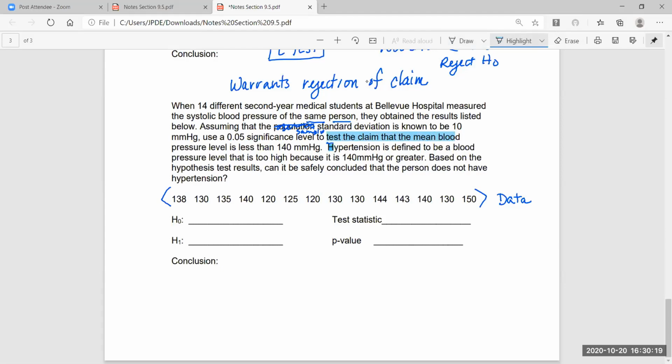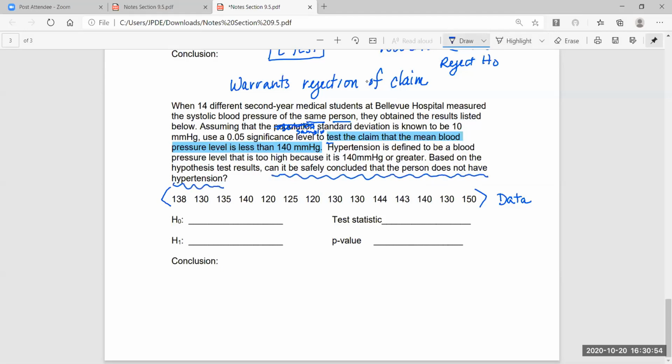Test the claim that the mean blood pressure is less than 140 millimeters of mercury. I think that's what that is. Hypertension is defined to be a blood pressure level that is too high because it is 140 millimeters of mercury or greater. Based on the hypothesis test results, can it be safely concluded that the person does not have hypertension?